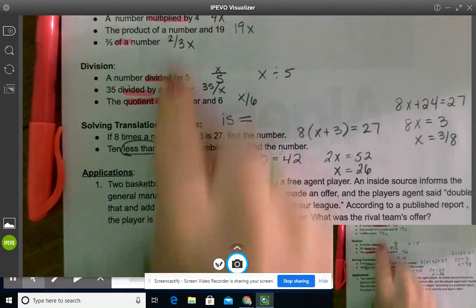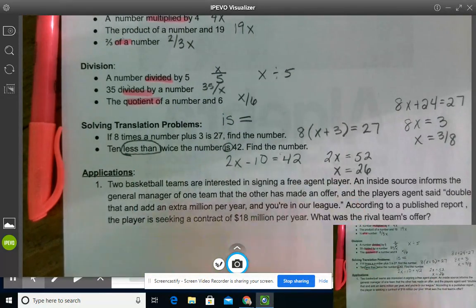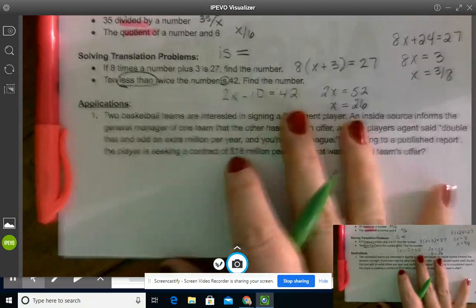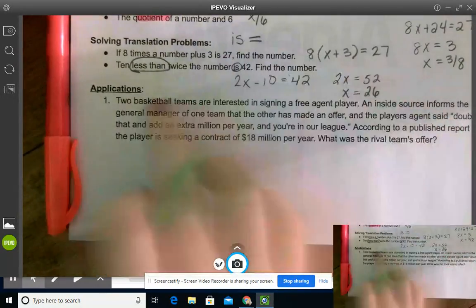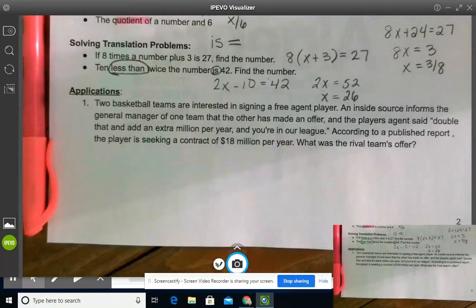So just being able to take those words, translate it, put it into an equation, and solve it. So what we're going to do is kind of take all those ideas down here to application, and then write an equation based off of the application and solve it to answer the question. So the first one, 2 basketball teams. By the way, I typed this up really quickly this morning, so if there's any typos, let me know so I can fix it, because I'm sure there is.